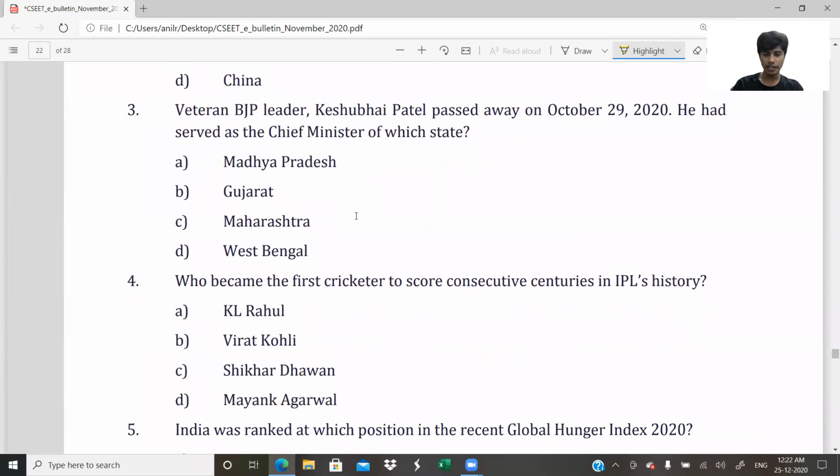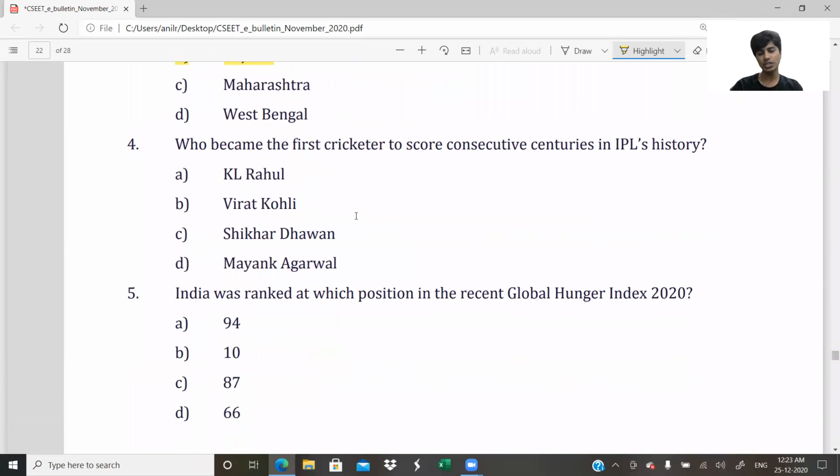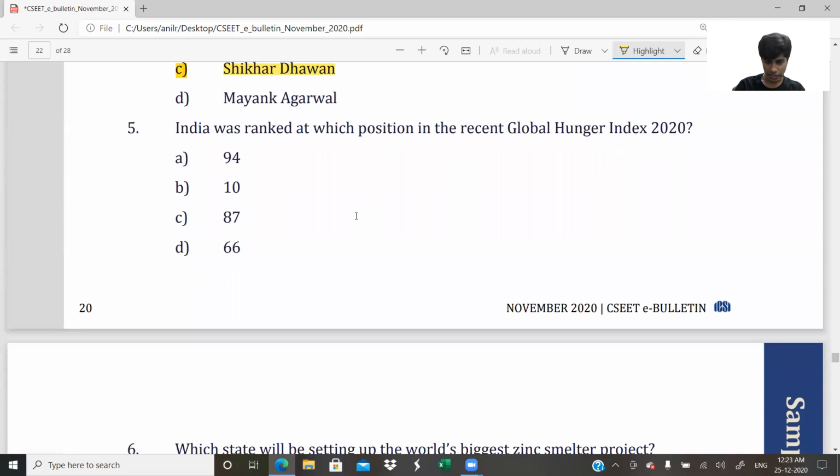The veteran BJP leader Keshubhai Patel passed away on October 20, 2020. He had served as the chief minister of which state? He had served as the chief minister of Gujarat previously. Who became the first cricketer to score consecutive centuries in IPL history? Yeah, you got it right. Gabbar, Shikhar Dhawan scored back-to-back centuries, isn't it? Next, India ranked at which position in the recent global hunger index? It ranked at 94.